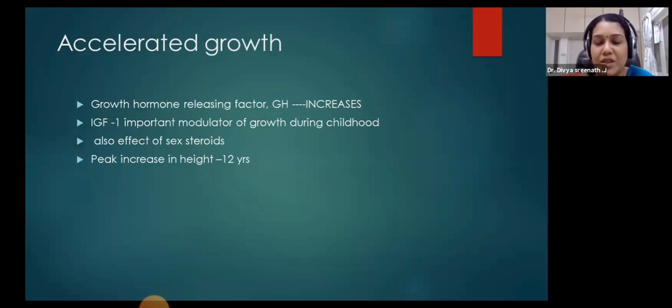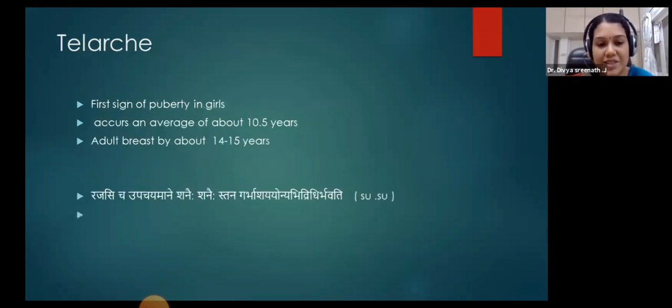So accelerated growth in girls is normally due to the action of growth hormone. Insulin-like growth factors also support it, and estrogen also supports this growth, increasing growth in the girl child.